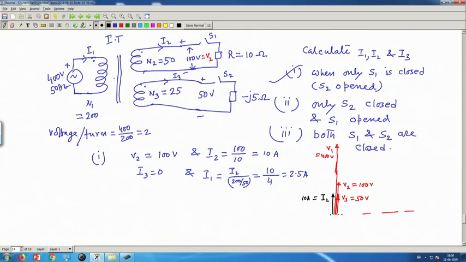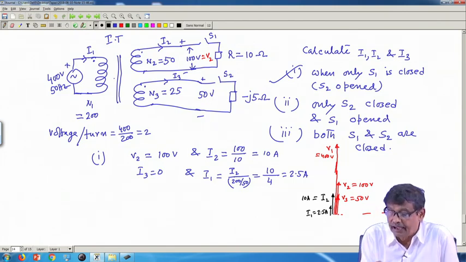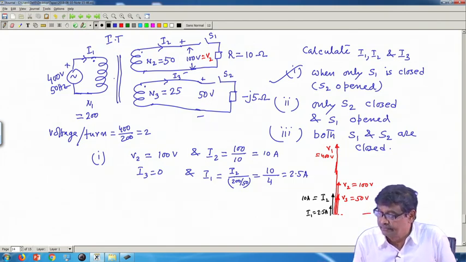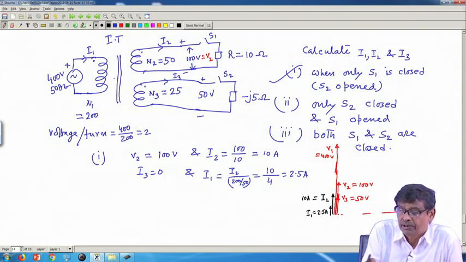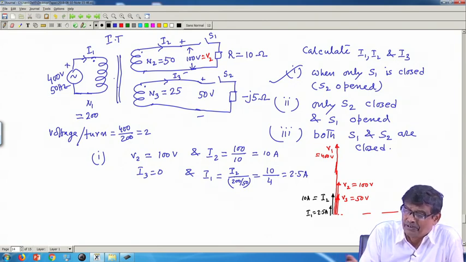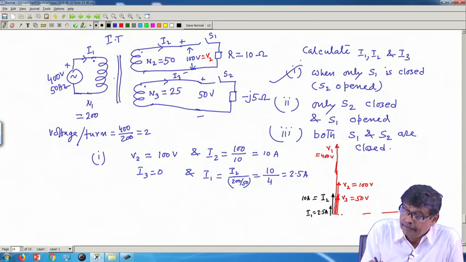So, the primary current I 1 will be equal to 2.5 ampere. I 3 is nothing, and your problem is over. If you wish, you can calculate the equivalent impedance seen by the source, and you can verify it is equal to A square into 10, etc. This part is very simple. Second part.